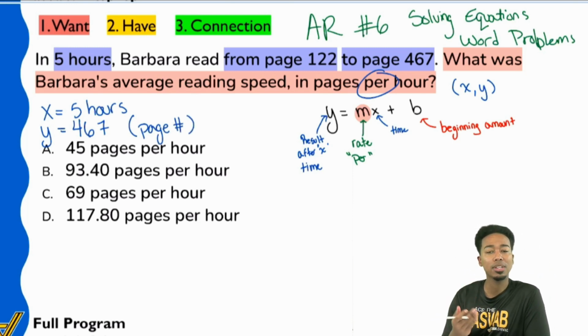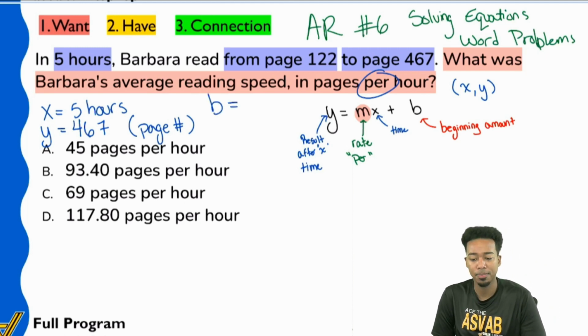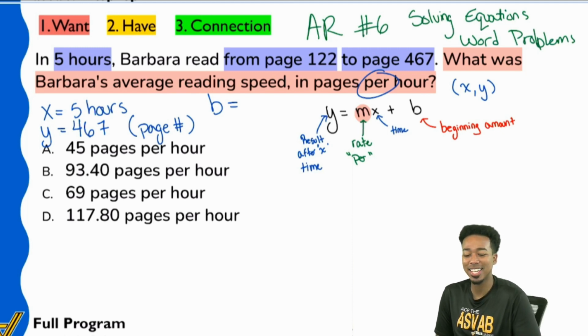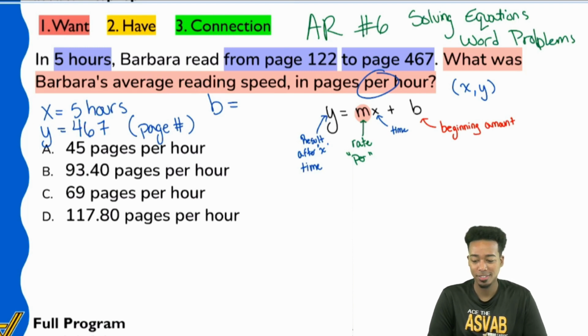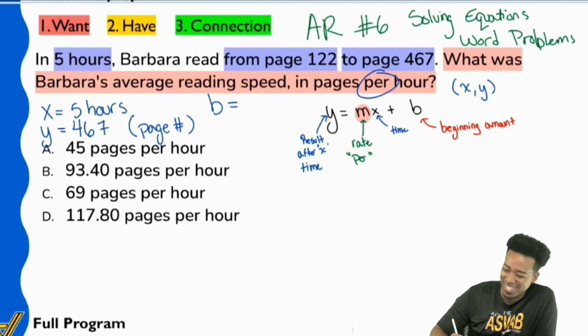So with that said, everybody, what's going to be my value for B? What's going to be the value for B? The 122. Everybody, that's because B stands for what? The beginning. Not begging, Lewis, but beginning. But yes, beginning amount. That's it right there. So boom, that's going to be page 122.